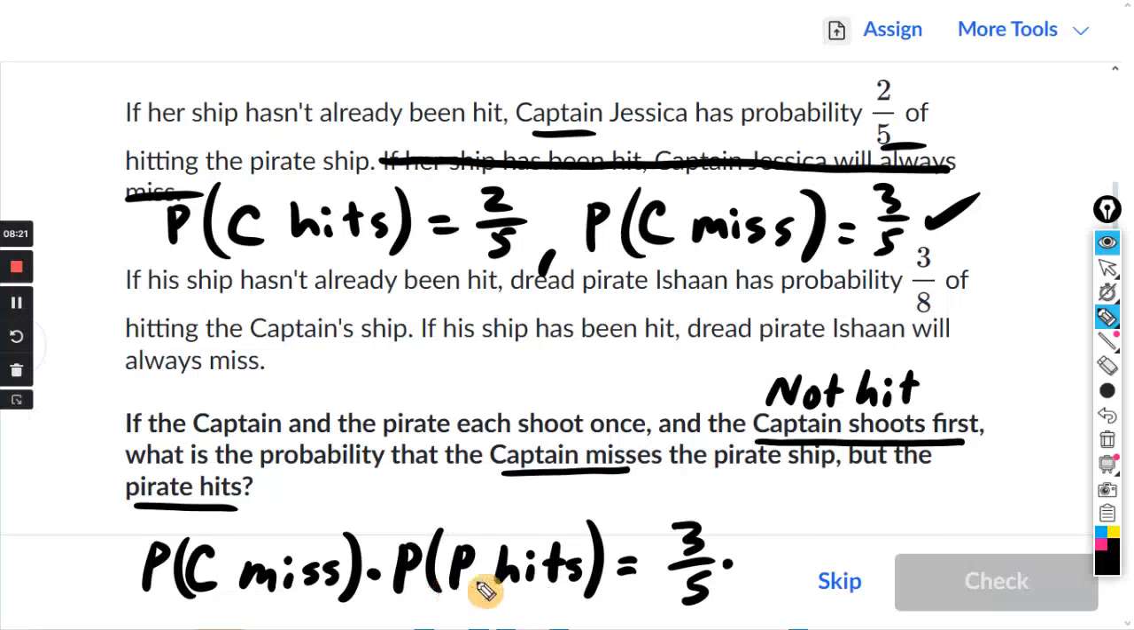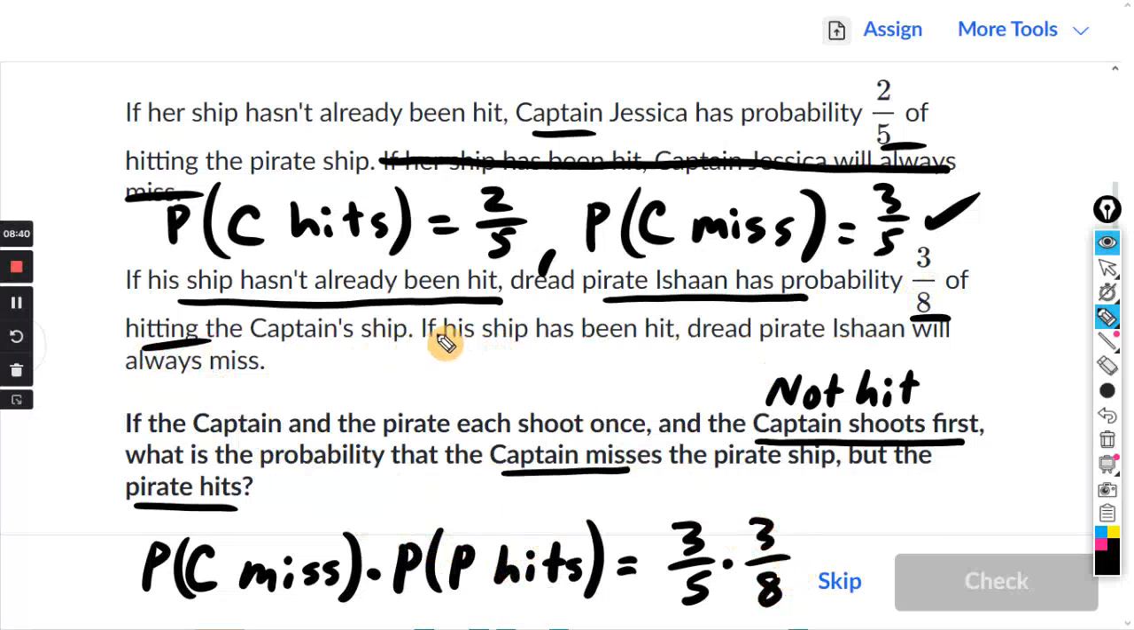And now the probability that the pirate hits. Well, the captain misses. So if his ship hasn't already been hit, the pirate has a probability of 3/8 of hitting. So the probability that he hits is going to be 3/8. They said given if the ship hasn't already been hit, and that's true because the captain misses, the pirate hits 3 out of 8.